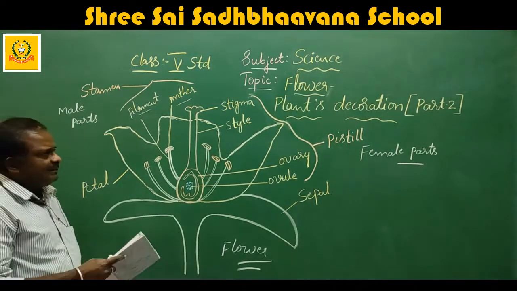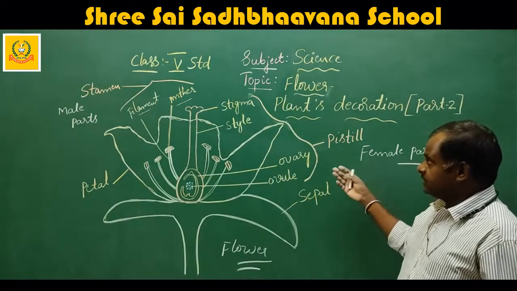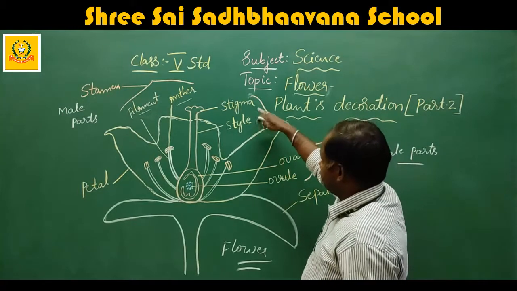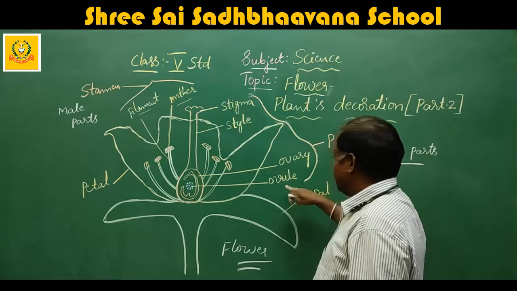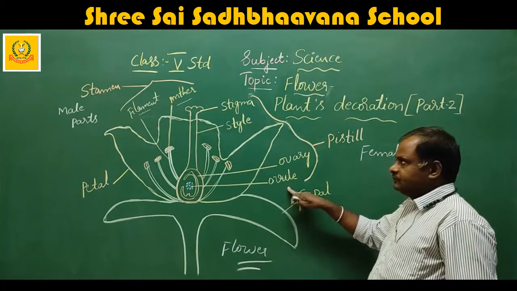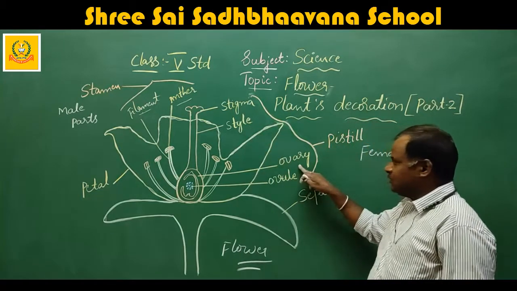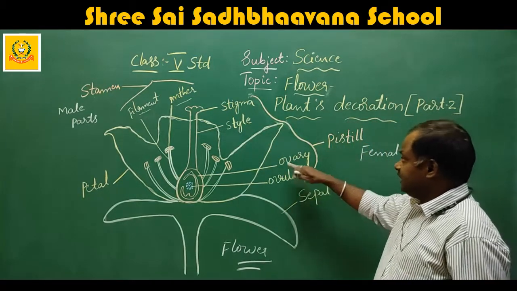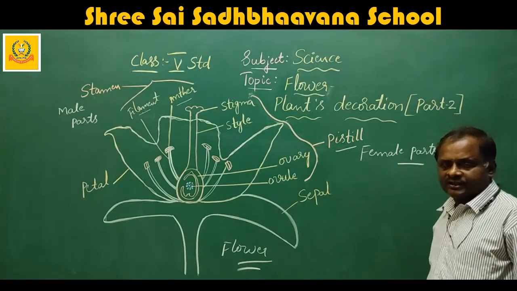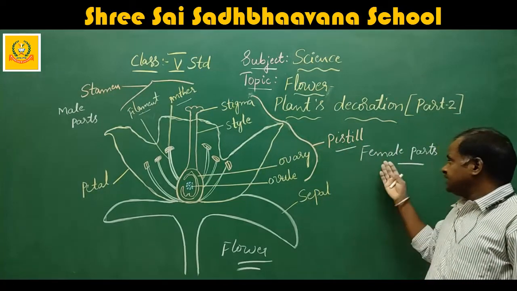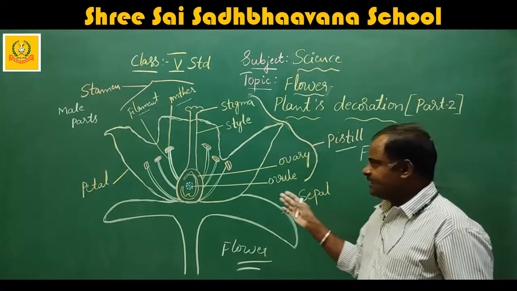When you come to the female parts, they include stigma, style, ovary and ovule. Once again I will repeat: stigma, style, ovary and ovule. All these together are called the pistil. They are called the female part of the flower.